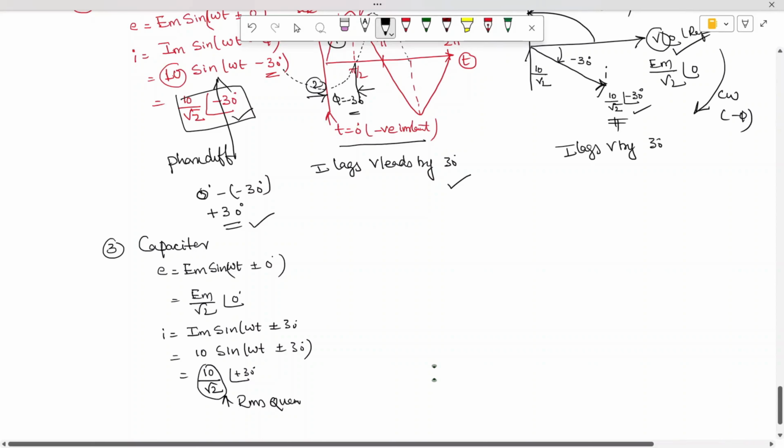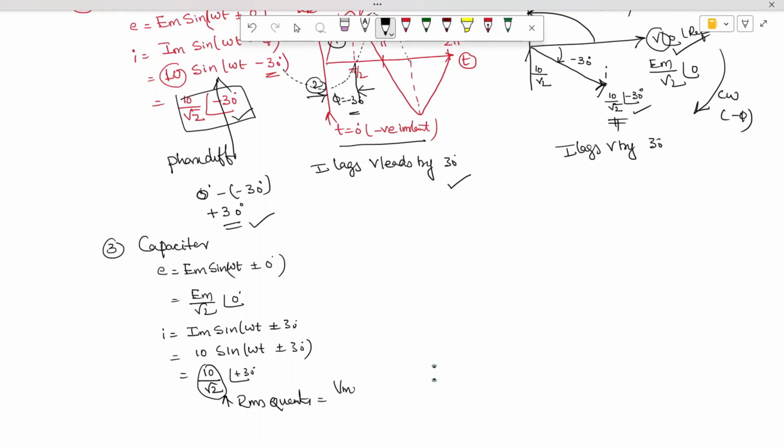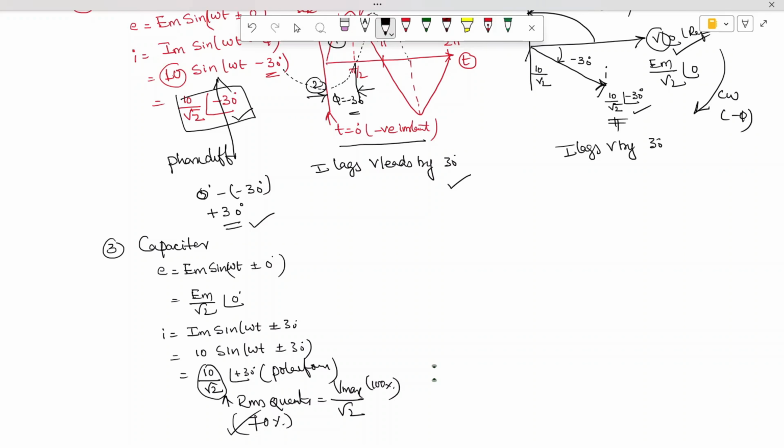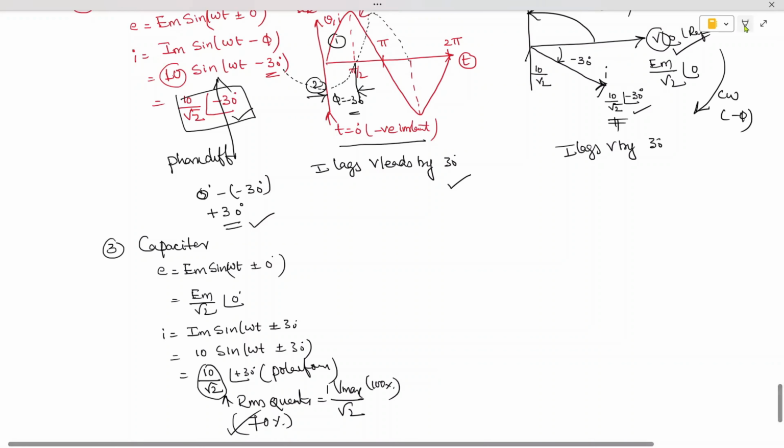RMS means root mean square. Generally RMS is equal to the maximum value divided by root 2. This is about 70% of the value, and the maximum is 100% of the value. 100 by root 2 will give the RMS. When you're writing in polar form, you have to express only in RMS. Okay, so now let's try to draw the same diagram.